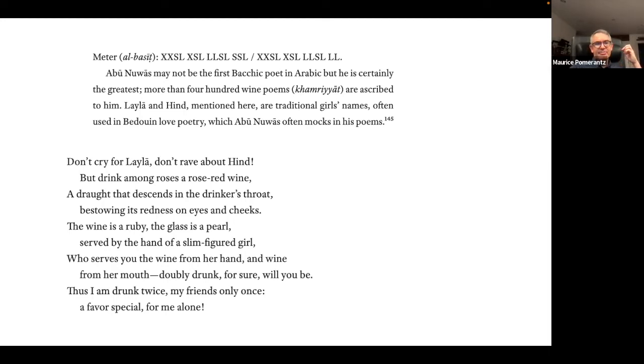Don't rave about Hind, but drink among roses a rose red wine. A draft that descends in the drinker's throat, bestowing its redness on eyes and cheek. So the red wine creates redness in the eyes and the cheeks. This next line, you should pay attention to. The wine is a ruby, the glass is a pearl, served by the hand of a slim-figured girl who serves you the wine from her hand and wine from her mouth. Doubly drunk for sure will you be. Thus I am drunk twice, my friends only once, a favor special for me alone.